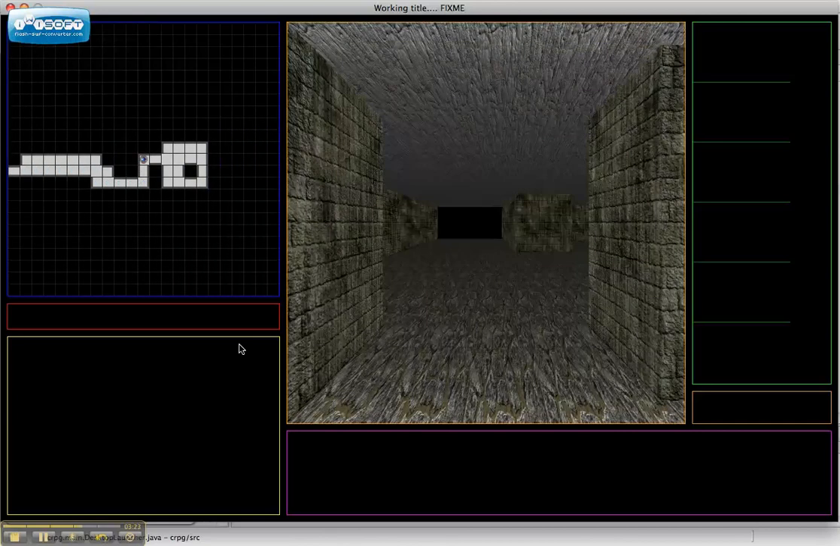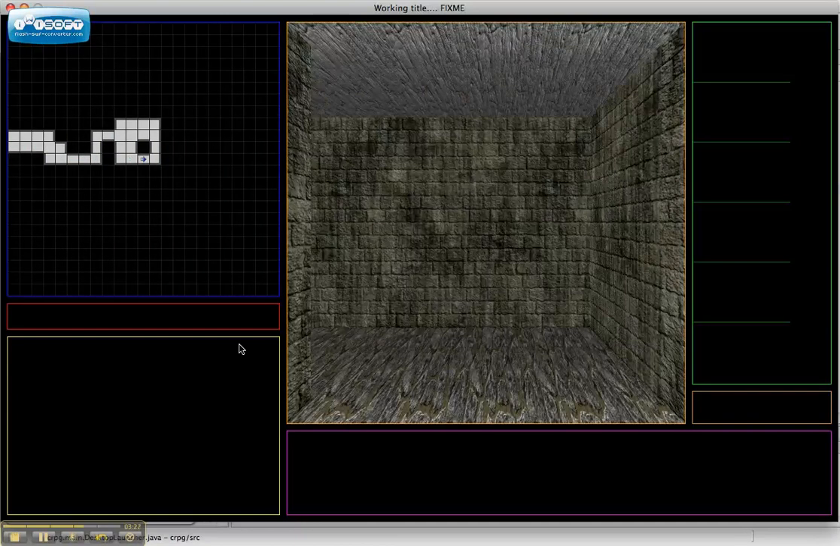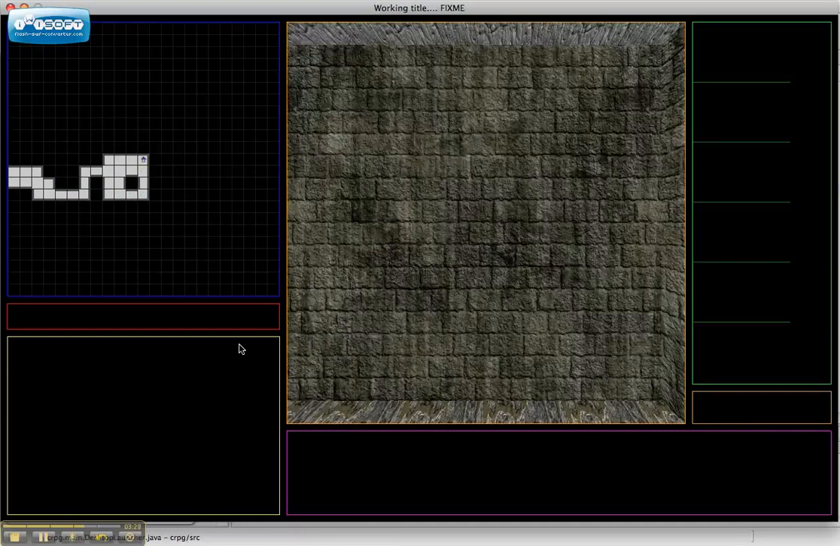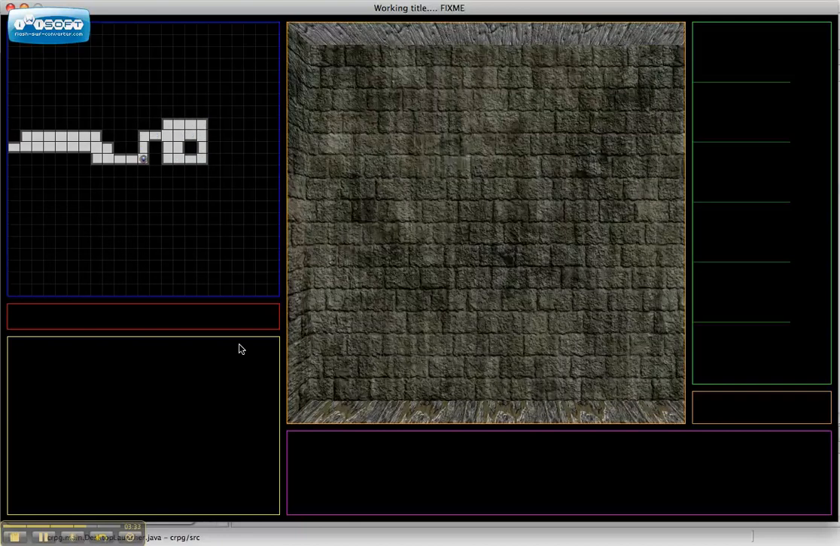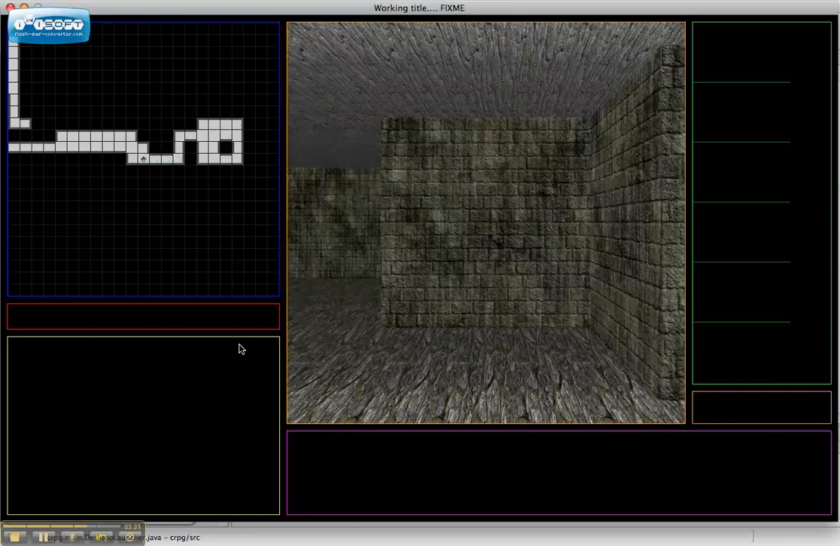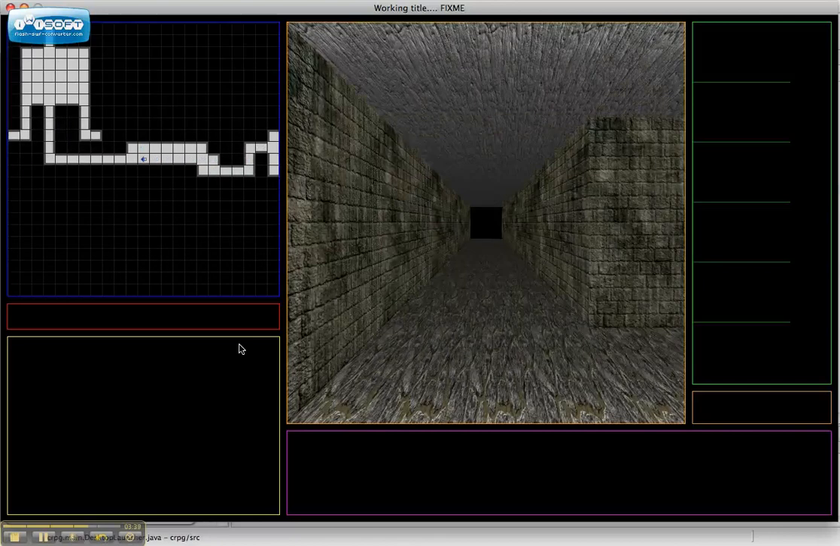And I'm not exactly happy with some of the textures. The floor in particular doesn't look right. I do like this wall, and the ceiling is okay. But that's a work in progress. And there it is, a short game engine demo.